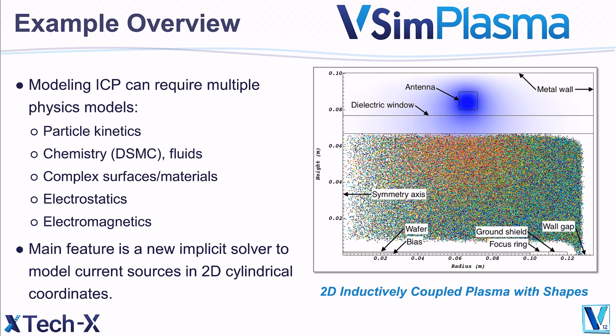A lot of the plasma is determined by electrostatics, but with the addition of an antenna, we need to have the electromagnetics also resolved. The main feature of this example is a new implicit solver to model current sources, specifically for 2D cylindrical coordinates.